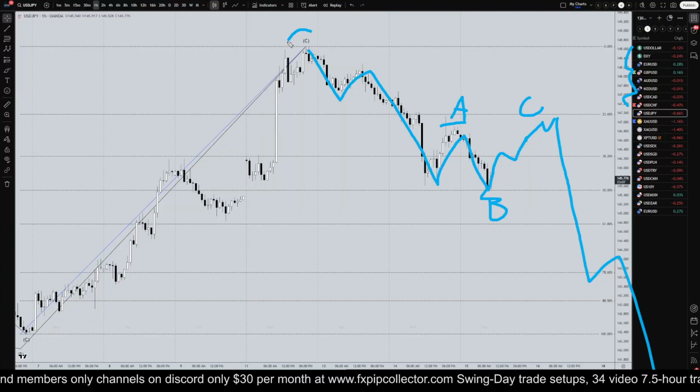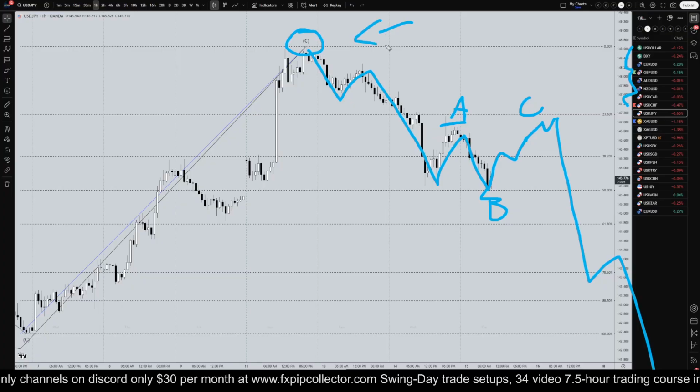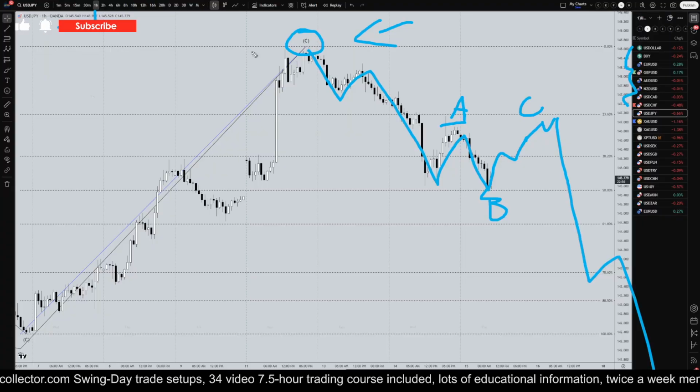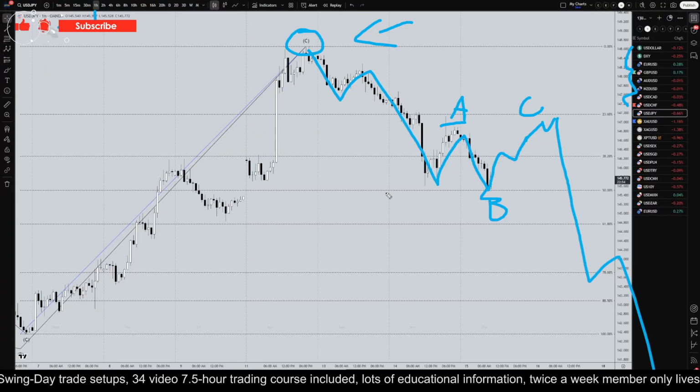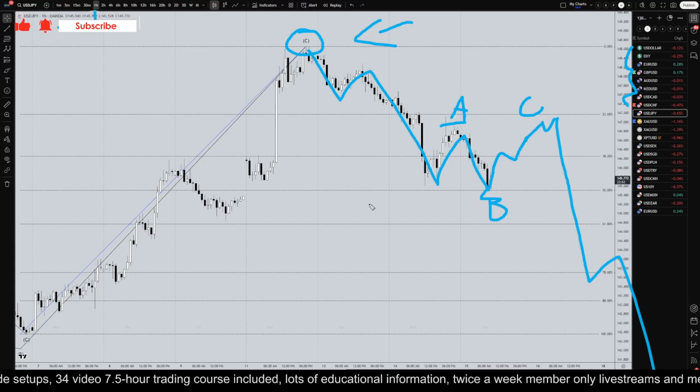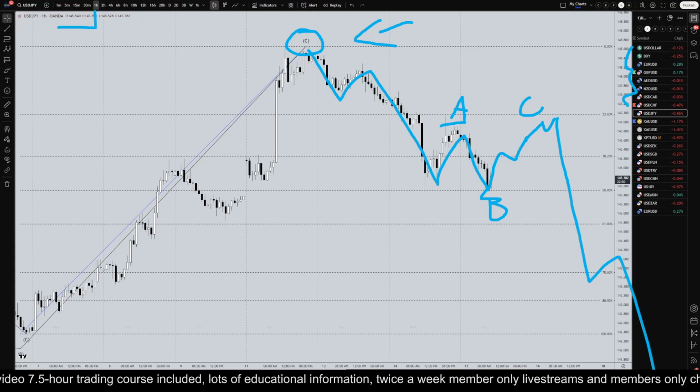Because, like I said, if this really is the end of an ABC correction up here, then this potentially should be in an impulsive downtrend on like the 4 hour time frame, which means on like the 1 hour time frame and below, we definitely want to primarily focus on shorts at the end of pullbacks.